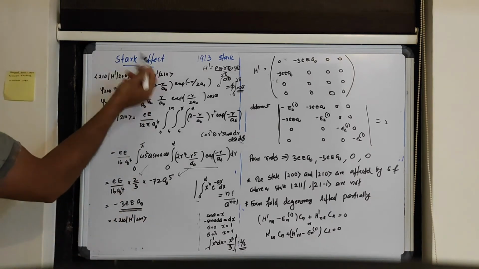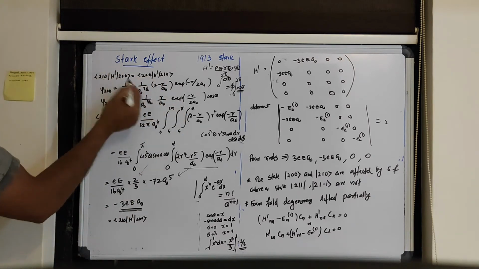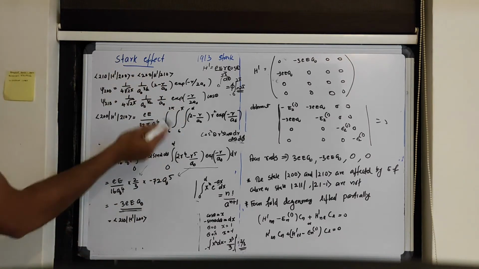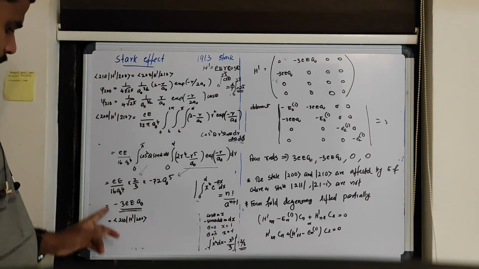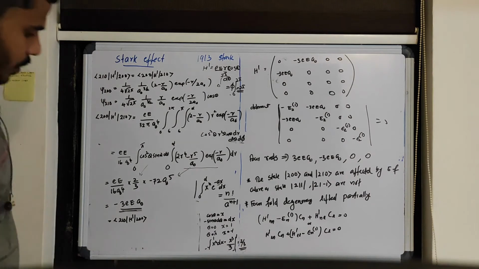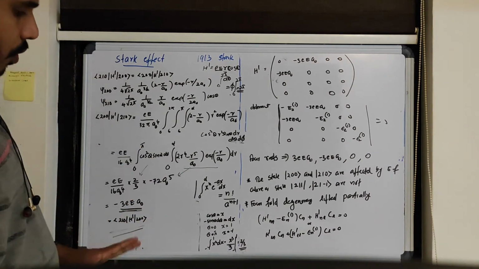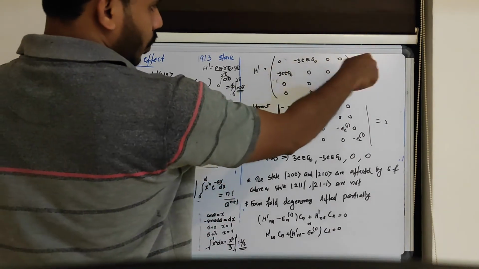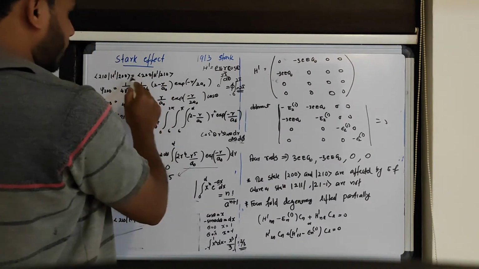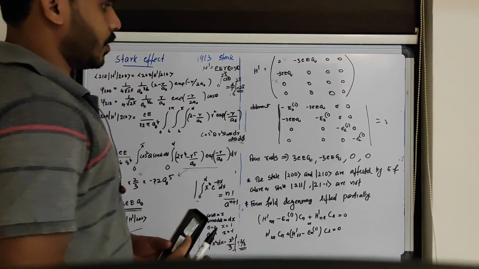We already said both are the same, so you can do this integration also. You will end up with the same equation. The same step is not at all changing. Both are the same. Now we already said all the other terms are 0, so we can create the H prime here. H prime has all terms 0 except these two terms, that is minus 3a0 and minus 3a0.